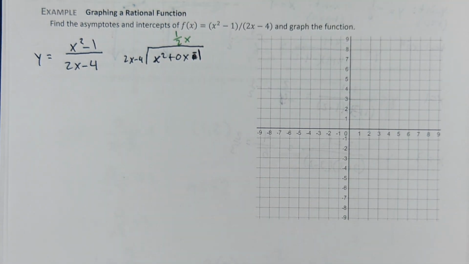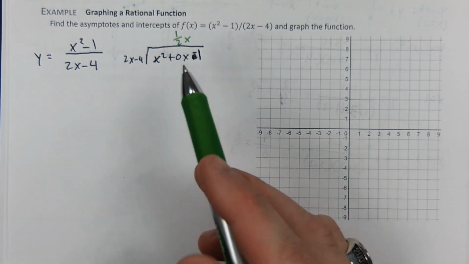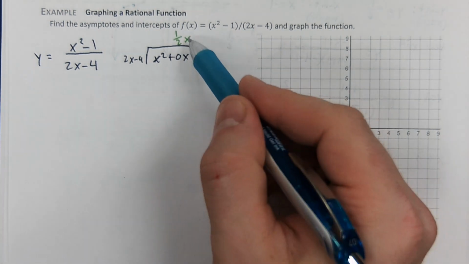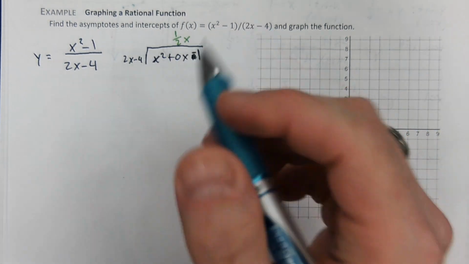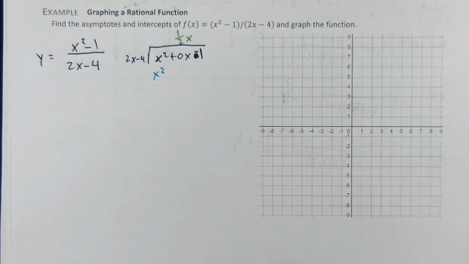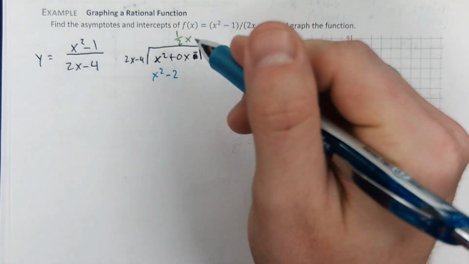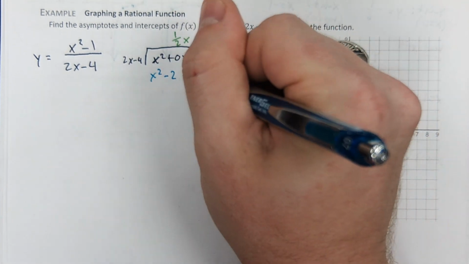So our end behavior asymptote will be linear, y equals mx plus b. You take this 1/2 x and you distribute it to the 2x and the minus 4. 1/2 times 2 is 1. X times x is x squared. They match like we needed them to. 1/2 times negative 4 is negative 2. Oh, and there's an x. There it is.